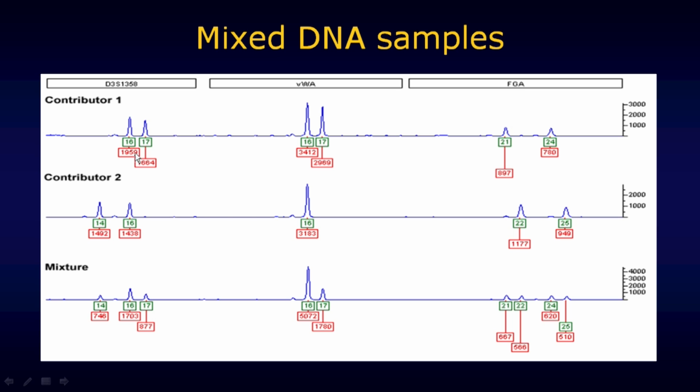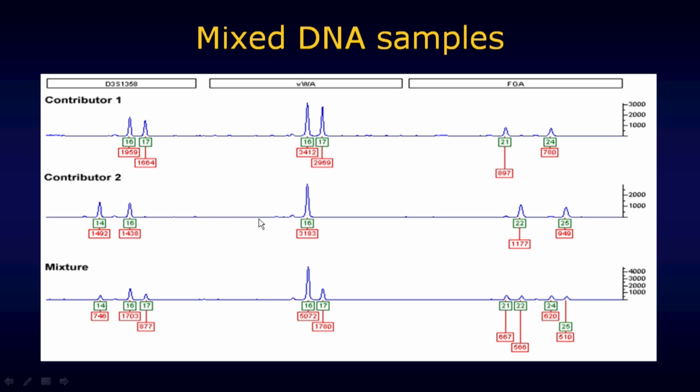But if they have 2 alleles, as we see here for contributor 1 at the D3 locus, they have a 16 and a 17. What that means is that they are a heterozygote and that their mother gave them a 16 and their father gave them a 17, or vice versa, their mother gave them the 17 and their father gave them the 16. Bottom line, 2 different versions of the material. So again, at any locus, we typically will find 2 or 1 allele, 2 or 1 peak on these electropherograms.